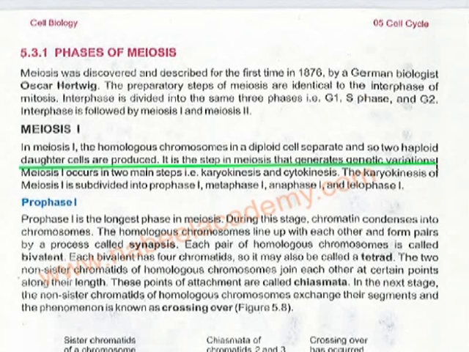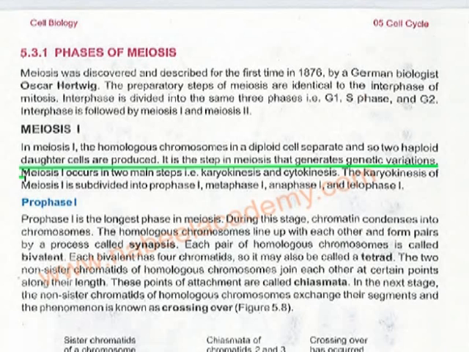This step in meiosis generates genetic variations. How does it generate genetic variations? How do we look different from each other? See, all your siblings, your brothers and your sisters, are not photocopies of your parents. They are different from you, and they are different also from their parents. The parents are the same, so the daughter cells should be the same and should look the same.